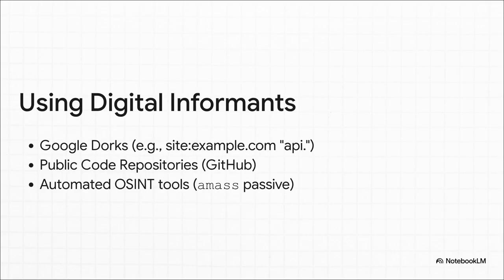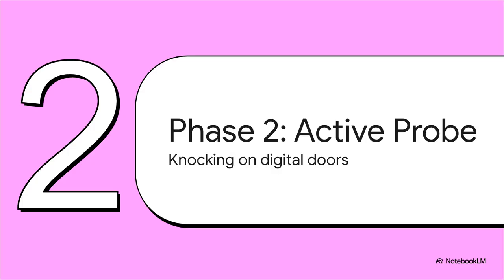Next up, we consult our digital informants. This means using clever Google searches, what we call dorks, to find indexed subdomains. We can also scan public code on GitHub for any accidental leaks. And of course, we can use automated tools like Amass to do all of this open source intelligence, or OSINT, gathering for us. All right, so we've gathered all the intel we can without making a peep.